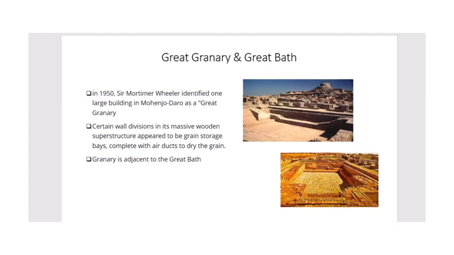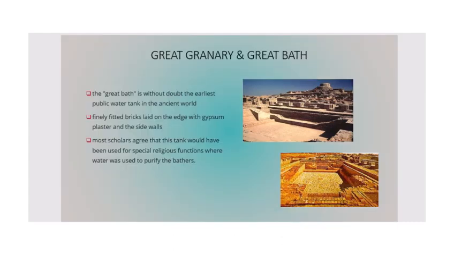Great Granary and Great Bath. In 1950, Sir Mortimer Wheeler identified one large building in Mohenjo-daro as the Great Granary. Certain wall divisions in its massive wooden superstructure appeared to be grain storage bays, complete with air ducts to dry the grains. The granary is adjacent to the Great Bath, and the Great Bath is without doubt the earliest public water tank in the ancient world.